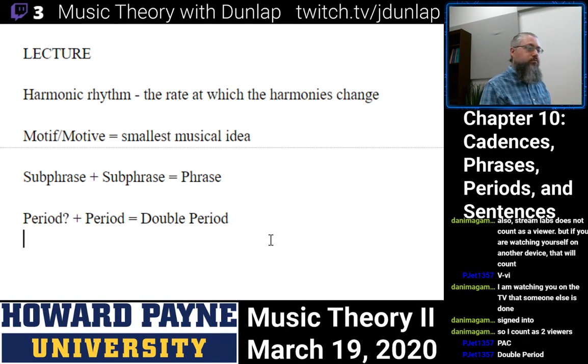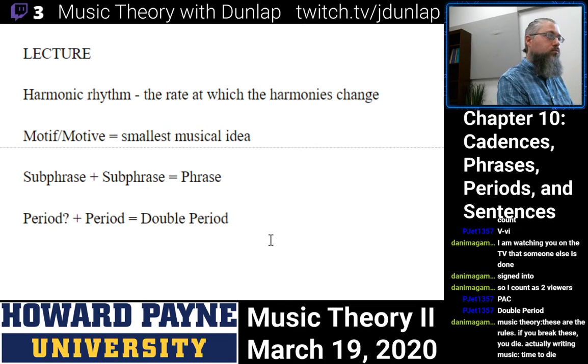This is Beethoven. Music theory, these are the rules. If you break these, you'll die. Actually writing music, time to die. It's kind of true. You learn the rules because you need to learn what is normal in classical music, because then as a performer, anytime a composer does something that's not normal, you can do the old eyebrow raise and you can make it interesting.